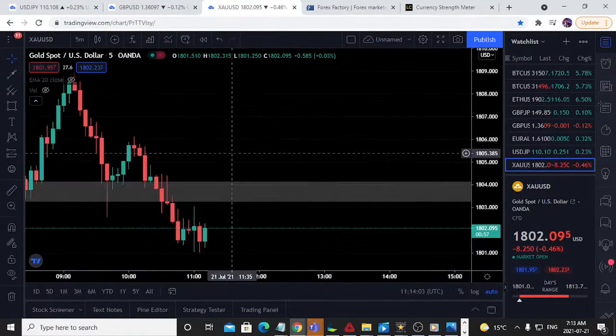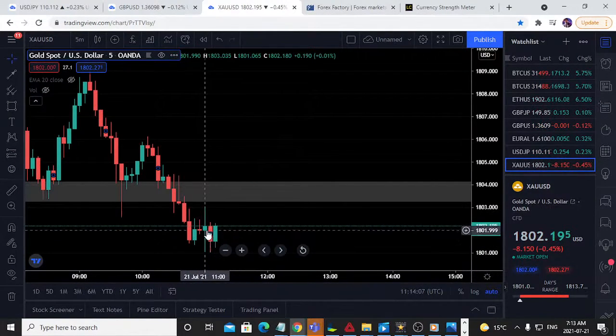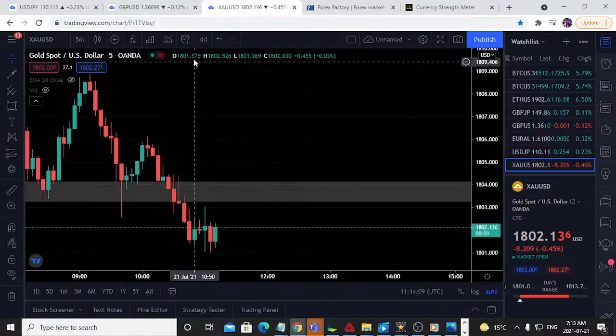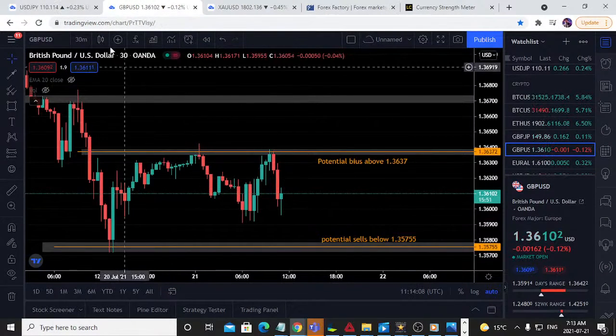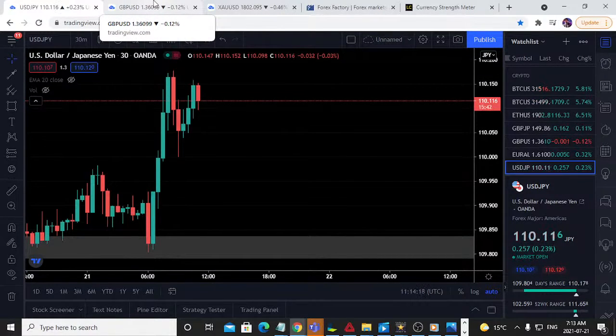So let's check out gold. This is why I said to stay away from gold, because gold is treacherous. It'll give you momentum, but for the most part it won't. So let's see here.